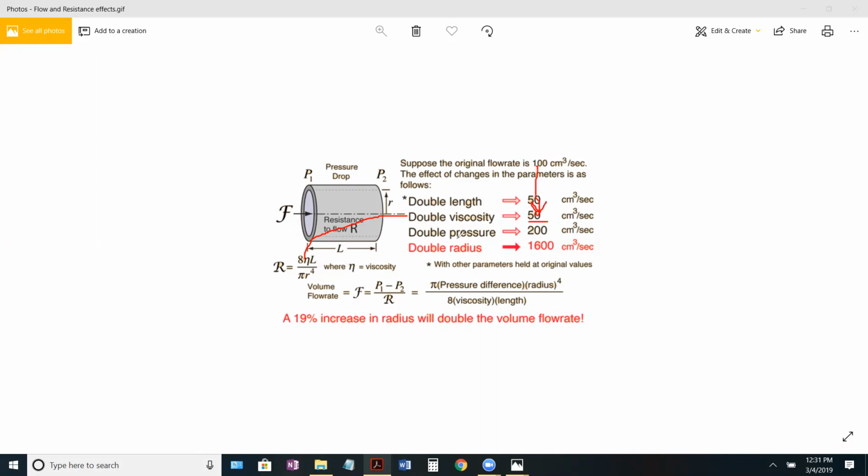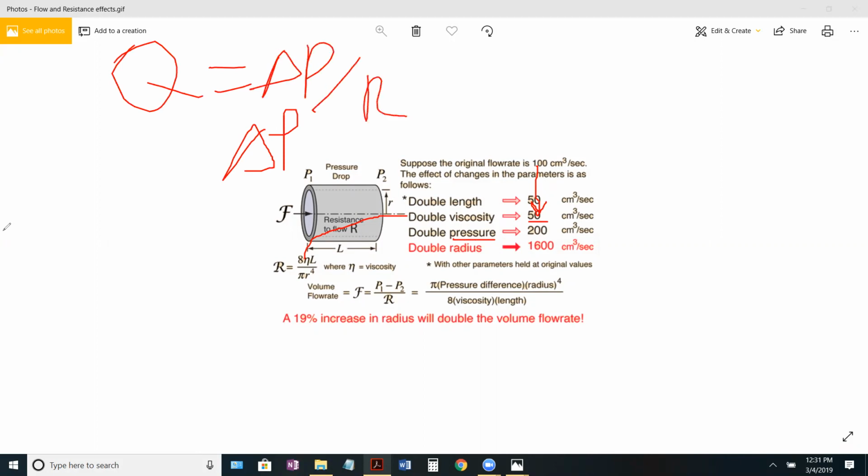Now, double the pressure, that means delta P. If I do, so let me draw an equation for you. Q is equal to delta P divided by resistance. Okay, so if I double the P, so the flow will become double. Okay, so that's what they are telling you. If you increase the pressure, you double the pressure, you double the flow rate, and if you double the radius, means if you increase the radius, the resistance will become low.